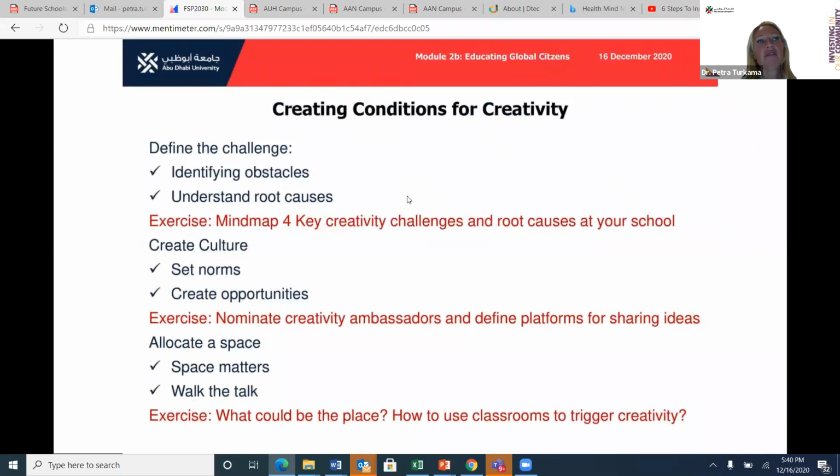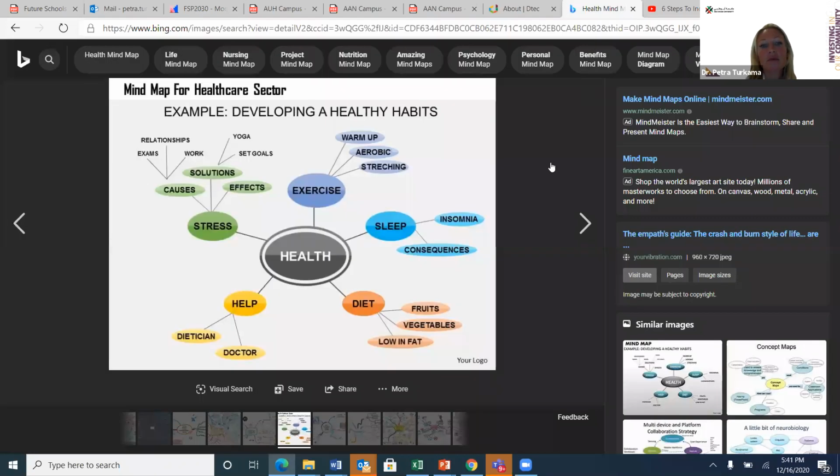So these are a couple of ideas, reflecting on the earlier question of how to spark creativity and create these conditions. First, identifying these obstacles is very important, just like in this innovation audit, and understanding the root causes. Why? This is a very good idea. And one tool would be a mind map.